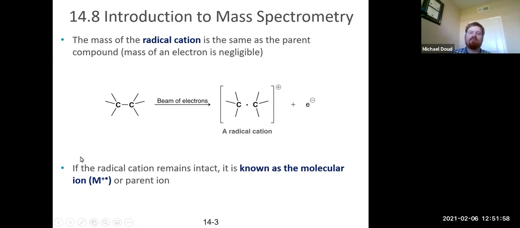So if this radical cation remains intact, it doesn't always, but for most of the examples that I'm going to show you, it does. If it remains intact, then we call it the molecular ion, or more commonly, the way I'm going to refer to it is the parent ion.